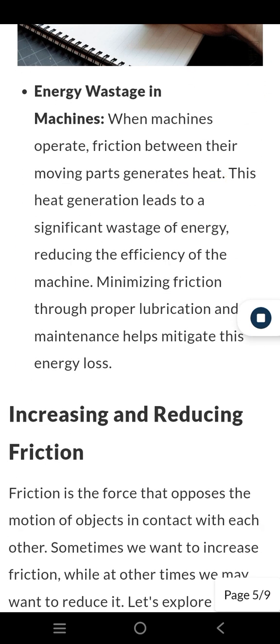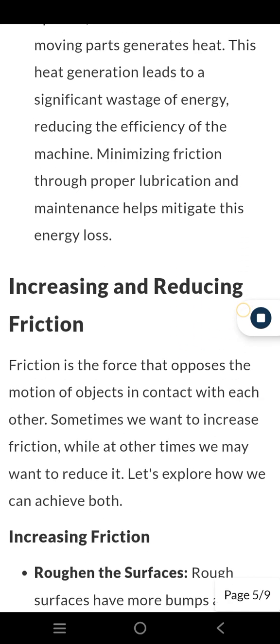Energy wastage in machines. When machines operate, friction between their moving parts generates heat. This heat generation leads to a significant wastage of energy, reducing the efficiency of the machine. Minimizing friction through proper lubrication and maintenance helps mitigate this energy loss.